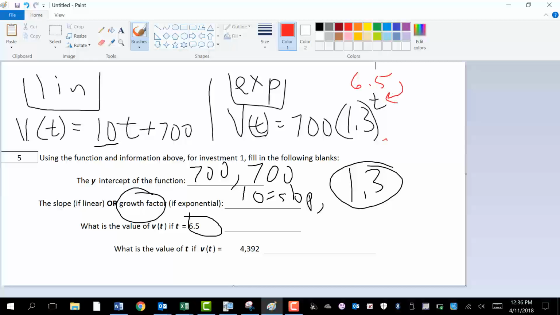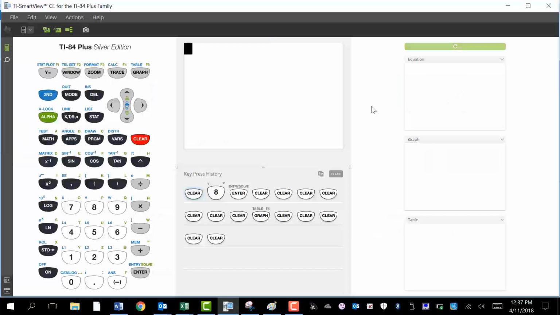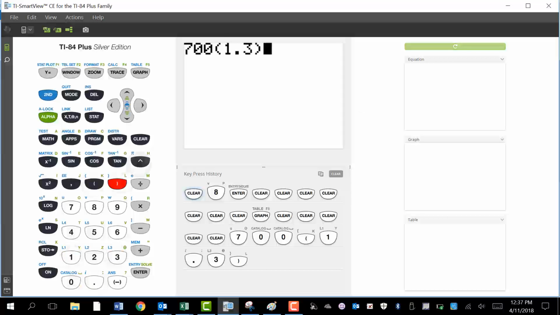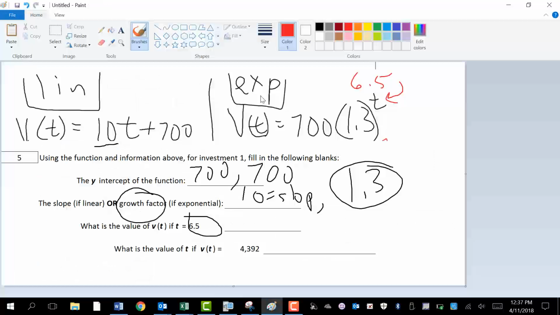And if you did that on your calculator, let me do it real quick, just so you can see it. You enter 700 parentheses 1.3 to the power of 6.5, and you hit enter, and the result would be 3852. Now again, that is if it's exponential.